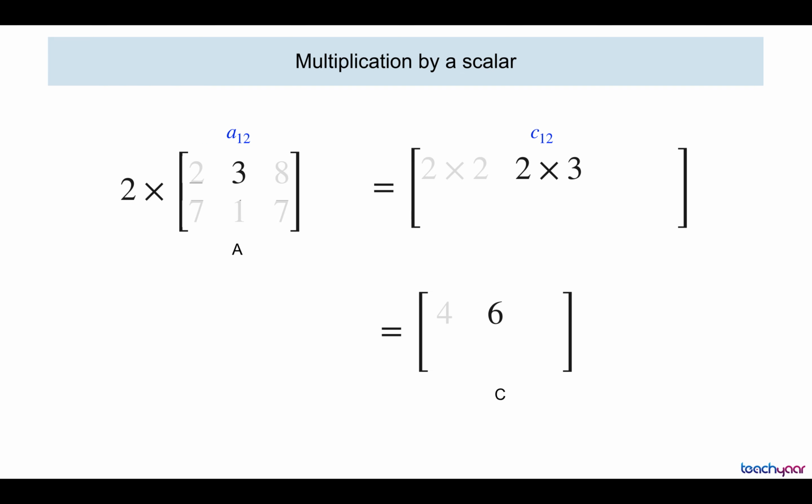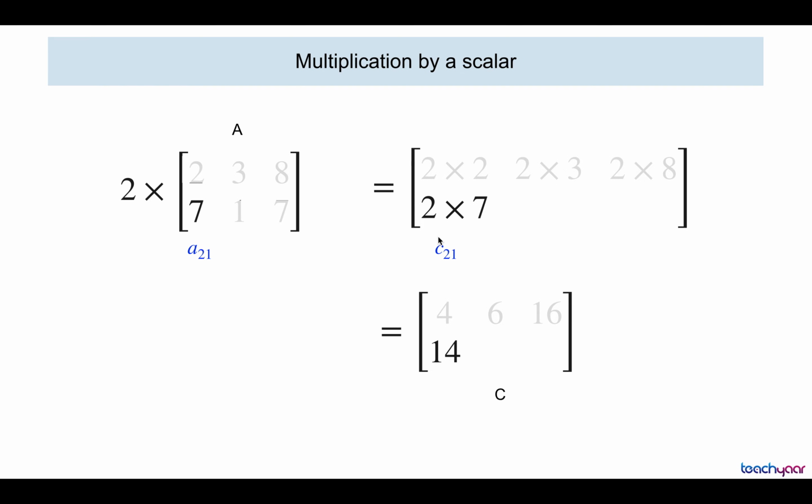Now we're going to look at the second element. What you want is C12. Well, you take A12, which is 3 in this case, multiply it by the scalar 2, and what you get is C12. So 3 into 2, 6. Okay. The third element. C13, take A13, which is 8, multiplied by the scalar 2. So 2 into 8 is C13, which in this case is 16. So that completes the first row. Very simple.